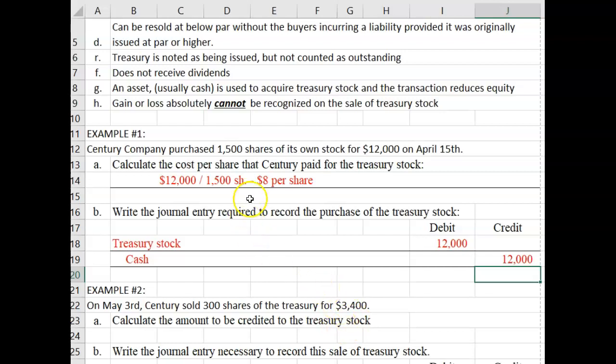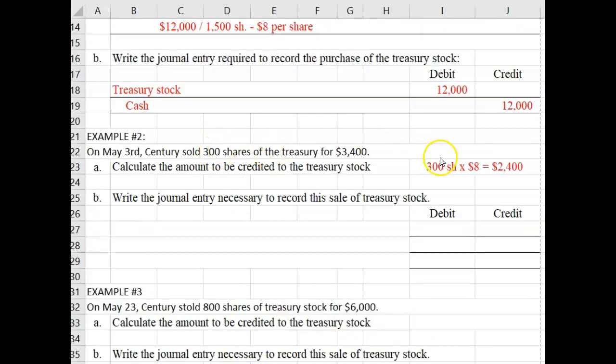If treasury stock is purchased for $8 a share, then the amount we're going to credit to the treasury stock account is calculated at $8 per share. So let's do that calculation. 300 shares were sold, and we paid $8 per share, so the amount we're going to credit the treasury stock account is $2,400. So we have some of the pieces we need to write this journal entry. Let's get it partially written and then figure out what the missing piece is.